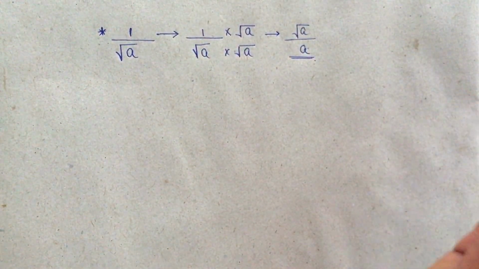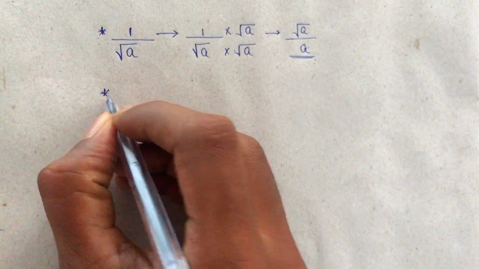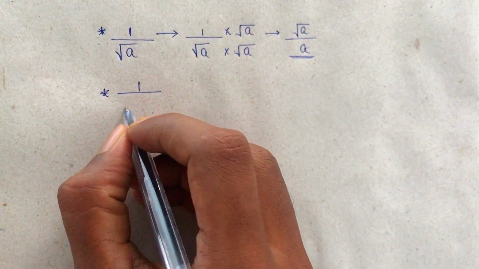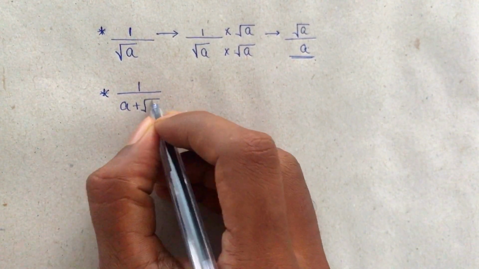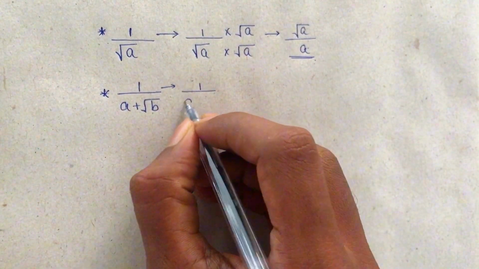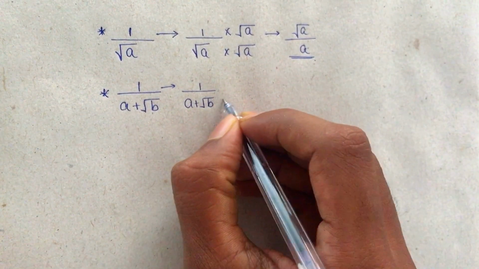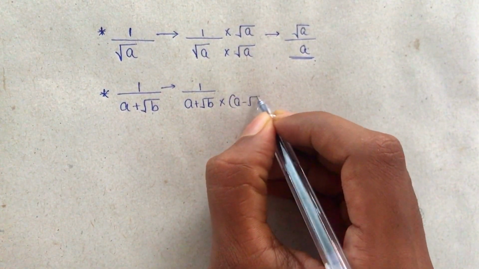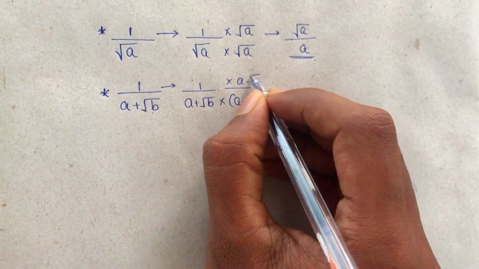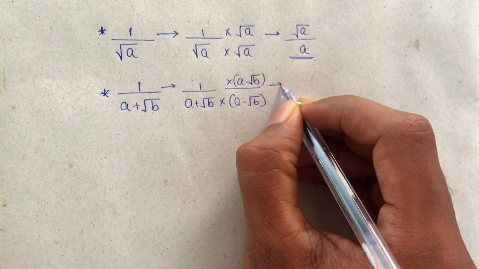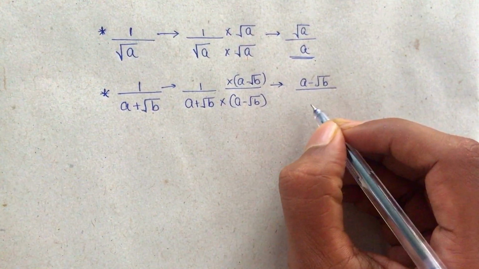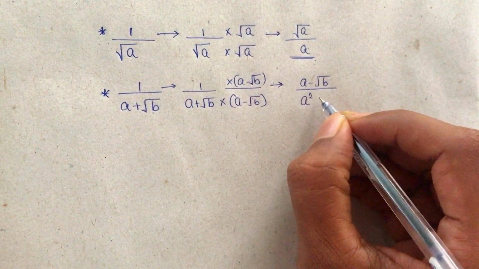The second type of case is 1 over a plus square root b. Then this denominator is also irrational. We can make it rational by multiplying by a minus square root b, both top and bottom. Then we get a minus square root b over a squared minus b. This is the difference of two squares.